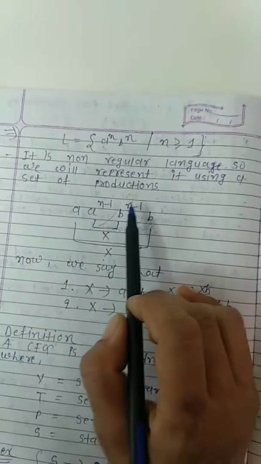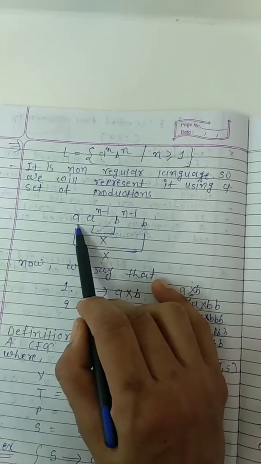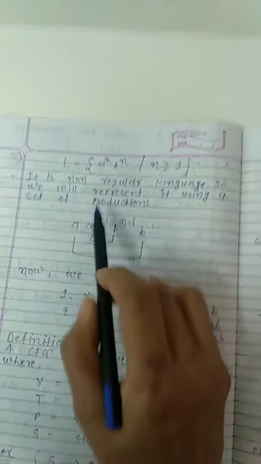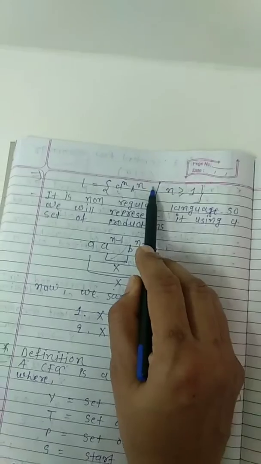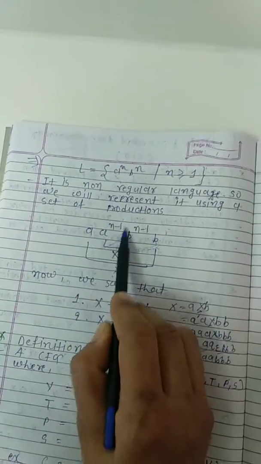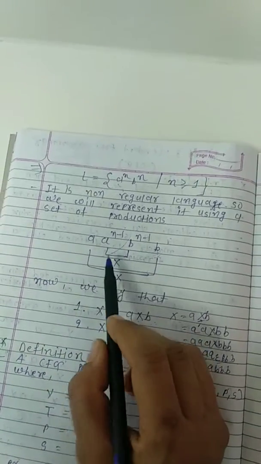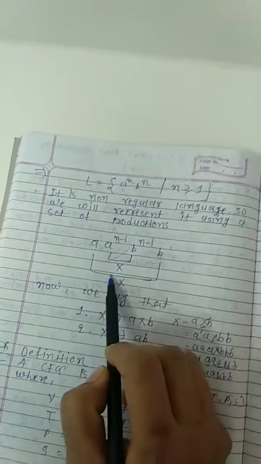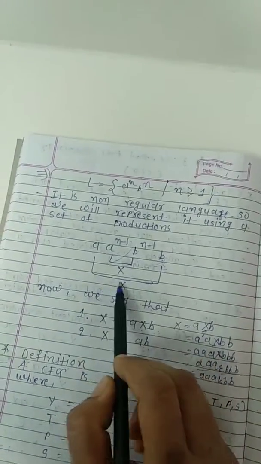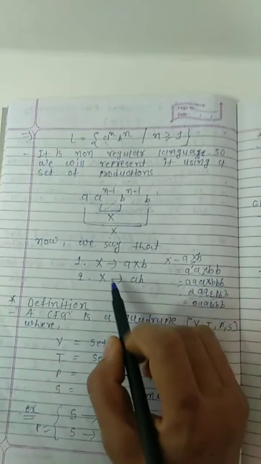First of all I will analyze this particular language and I will write a raised to n minus 1 into a instead of a raised to n, and b raised to n minus 1 into b instead of b raised to n. So this is equivalent to a raised to n and this is equivalent to b raised to n. Now instead of this a raised to n minus 1 and b raised to n minus 1 I am giving the value X, and instead of this a and b I am again giving the value X. So now I can derive the productions for this particular language.